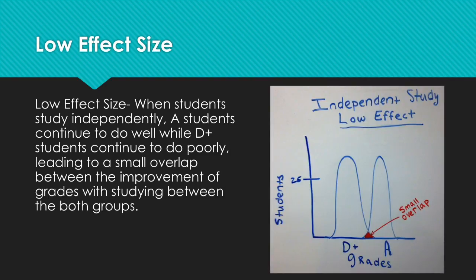If there is a low effect size, A students will continue to do well, while D plus students continue to do poorly if they study independently. This will lead to a small overlap between improvement of the grades between the groups.